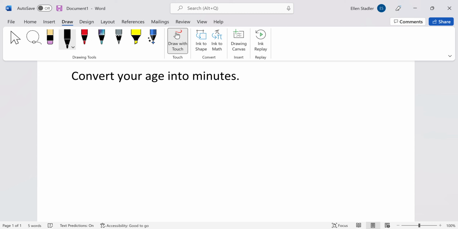For today's conversion, we're going to convert your age into minutes. And I'll do the example with my age. First thing I'm going to do is draw in my grid. I've decided that I like this. It helps keep my fractions straight and organized.